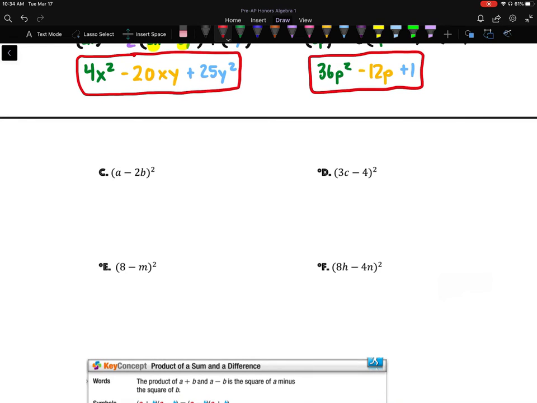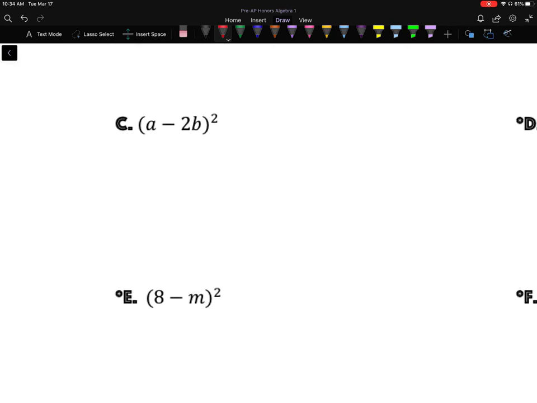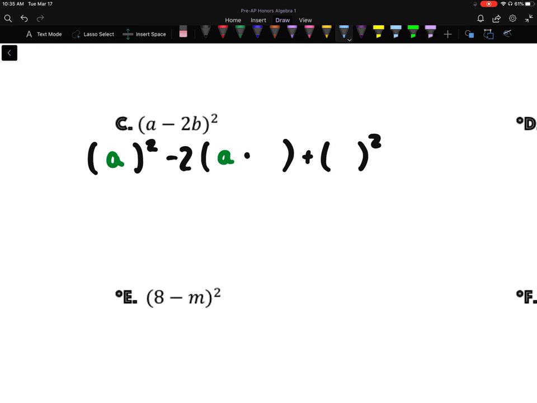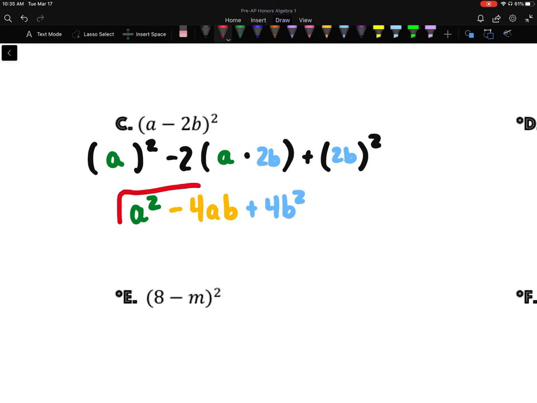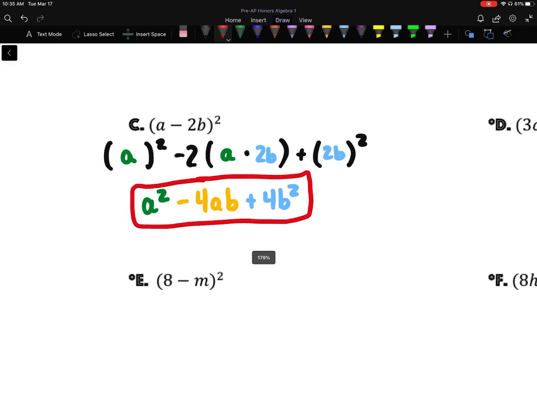All right, flip over. Here we have a minus 2b quantity squared. So parentheses squared minus 2 parentheses, leave yourself some space, plus parentheses squared. In the first parts, I have a and a. In the second part, I have 2b and 2b. So a times a is a squared. A times 2b is 2ab. 2ab times negative 2 is negative 4ab. And then at the end, I have 2b times 2b, which is 4b squared. So a squared minus 4ab plus 4b squared.